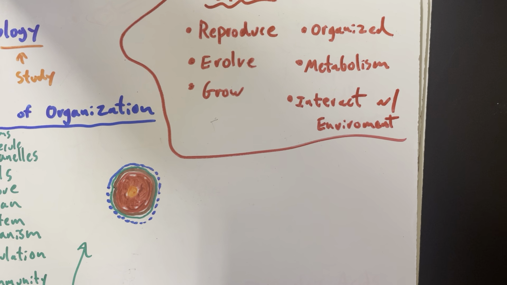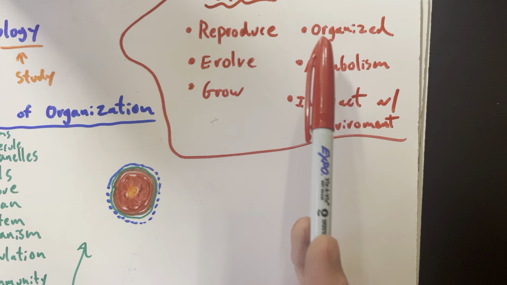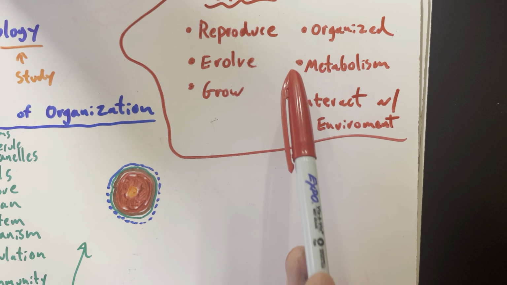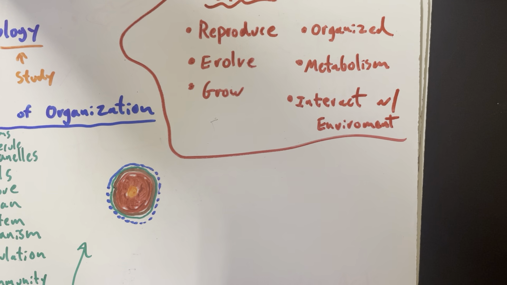Are they organized? Yes. The one part that you could argue they don't count is they cannot reproduce on their own and they don't have their own metabolism, right? But you cannot argue that viruses don't evolve. We know that they evolve, right? They're definitely organized, interact with their environment, and they can grow or at least be assembled. They're incredibly simple little things.